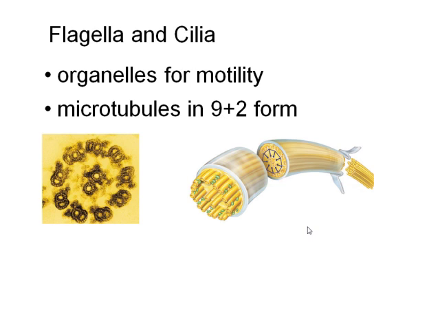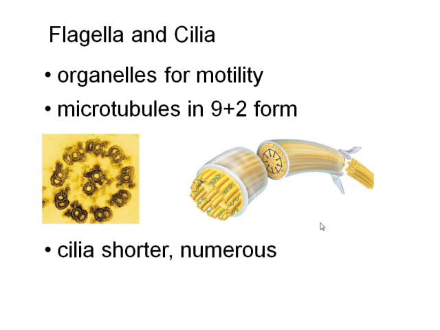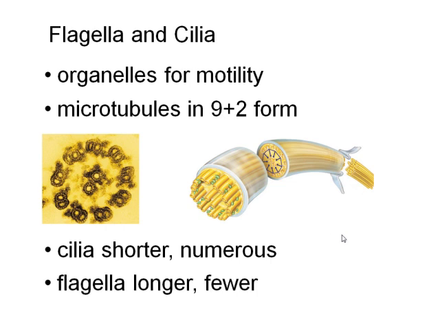The difference between the two is cilia are shorter, and they tend to cover a cell's surface. They tend to move stuff across the surface of the cell. For example, you've got ciliated cells in your trachea that help move mucus up out of your lungs. Flagella are longer and typically fewer in number, like only 1 or 2. The sperm, for example, has a flagellum.